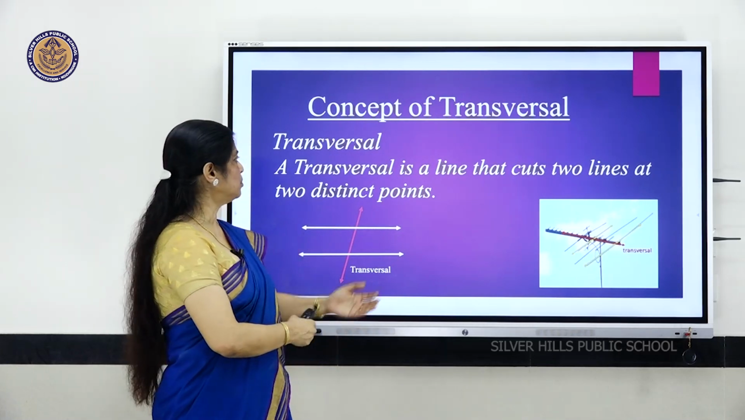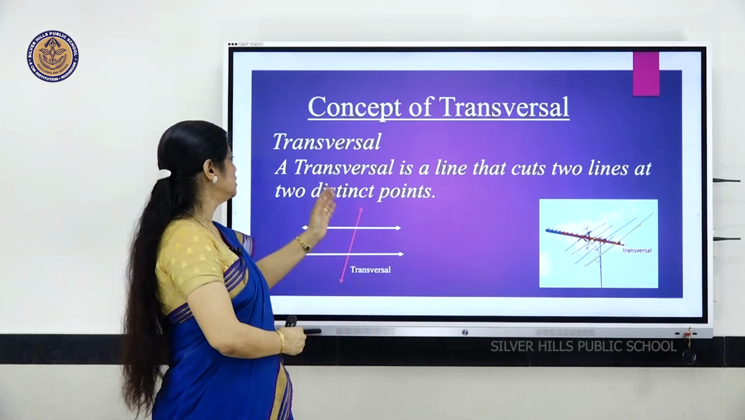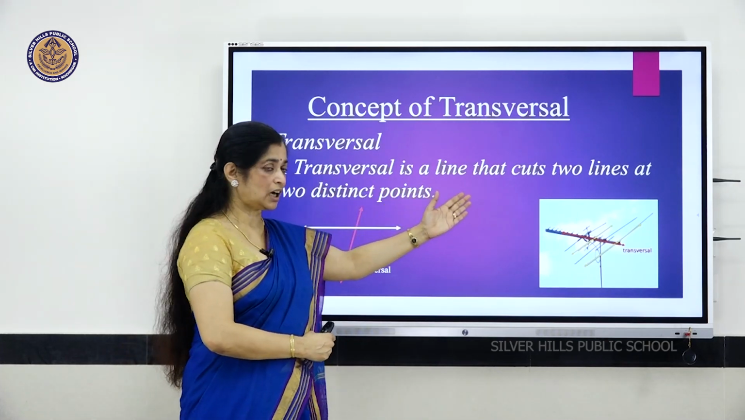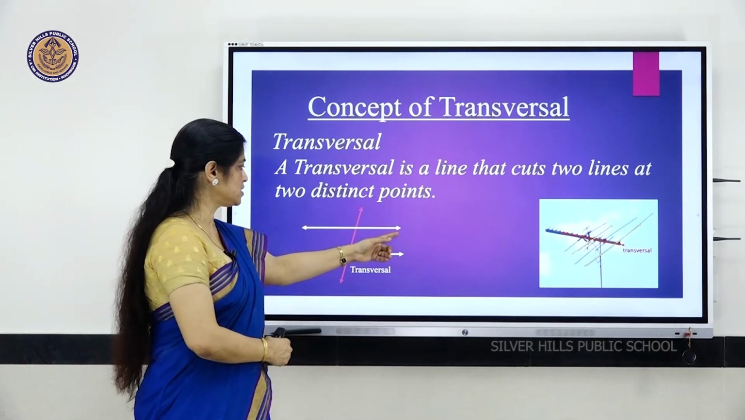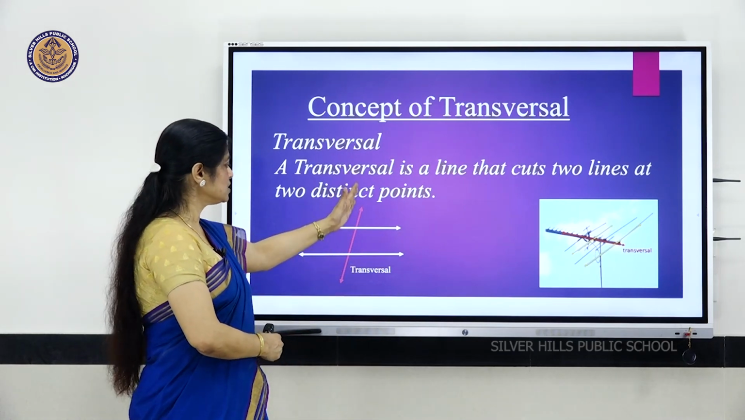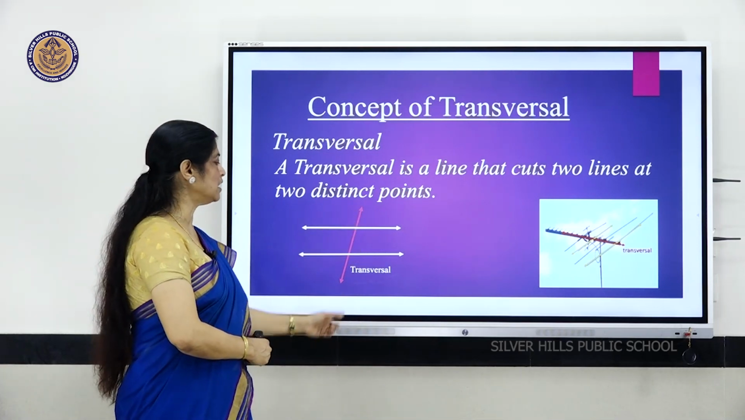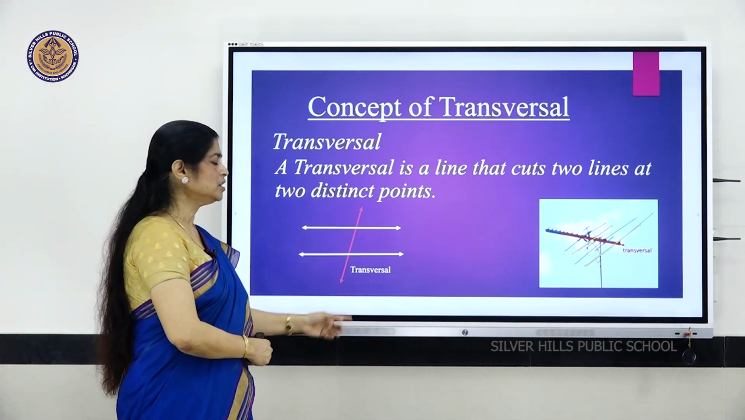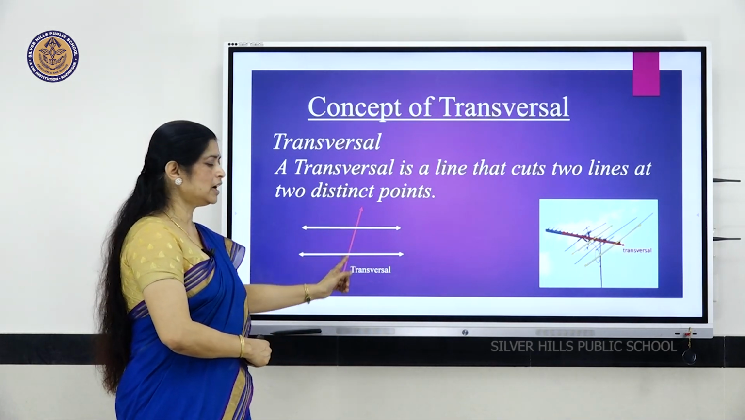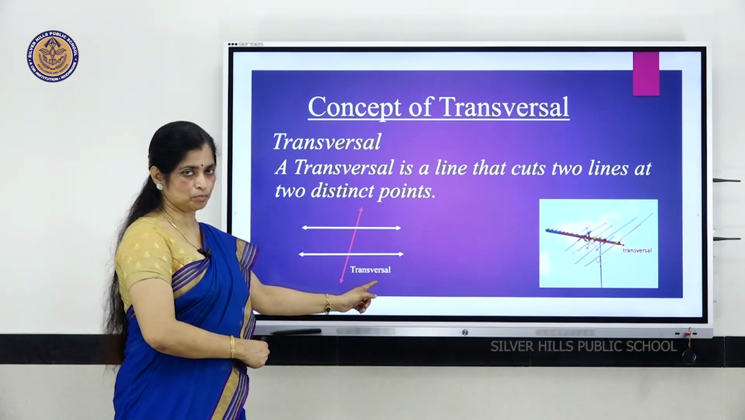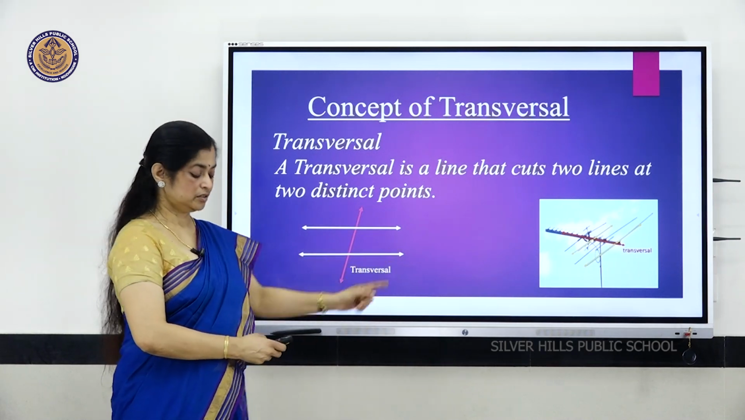Next, let us study about the transversal. What is a transversal? A transversal is a line that cuts two lines at two distinct points. You can see two lines here and this red line which cuts the other two lines is called the transversal. When a transversal cuts these lines, many angles are formed. So, let us see which are those angles in detail.